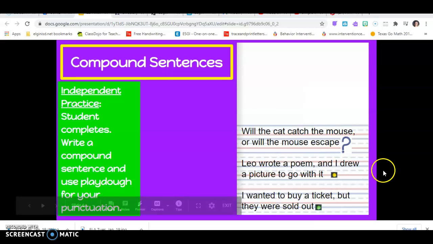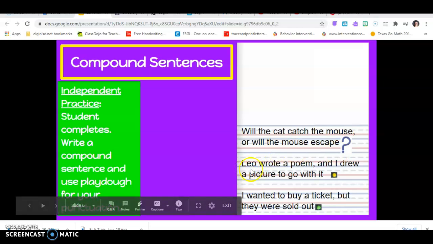Very good. Now you are going to write a compound sentence and use Play-Doh for your punctuation. So you're going to write a sentence like, will the cat catch the mouse, comma, or will the mouse escape? Question mark. You're going to make a question mark out of your Play-Doh. Write your sentence in your journal, and then you can make the question mark out of your Play-Doh. Then you can take it off and write it. But take a picture of it with the Play-Doh first.